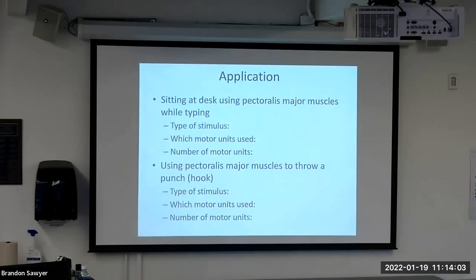And it's important just to remember that we've got the two levels: how many motor units are we activating, and then within each motor unit, how high a frequency of action potentials are we targeting.